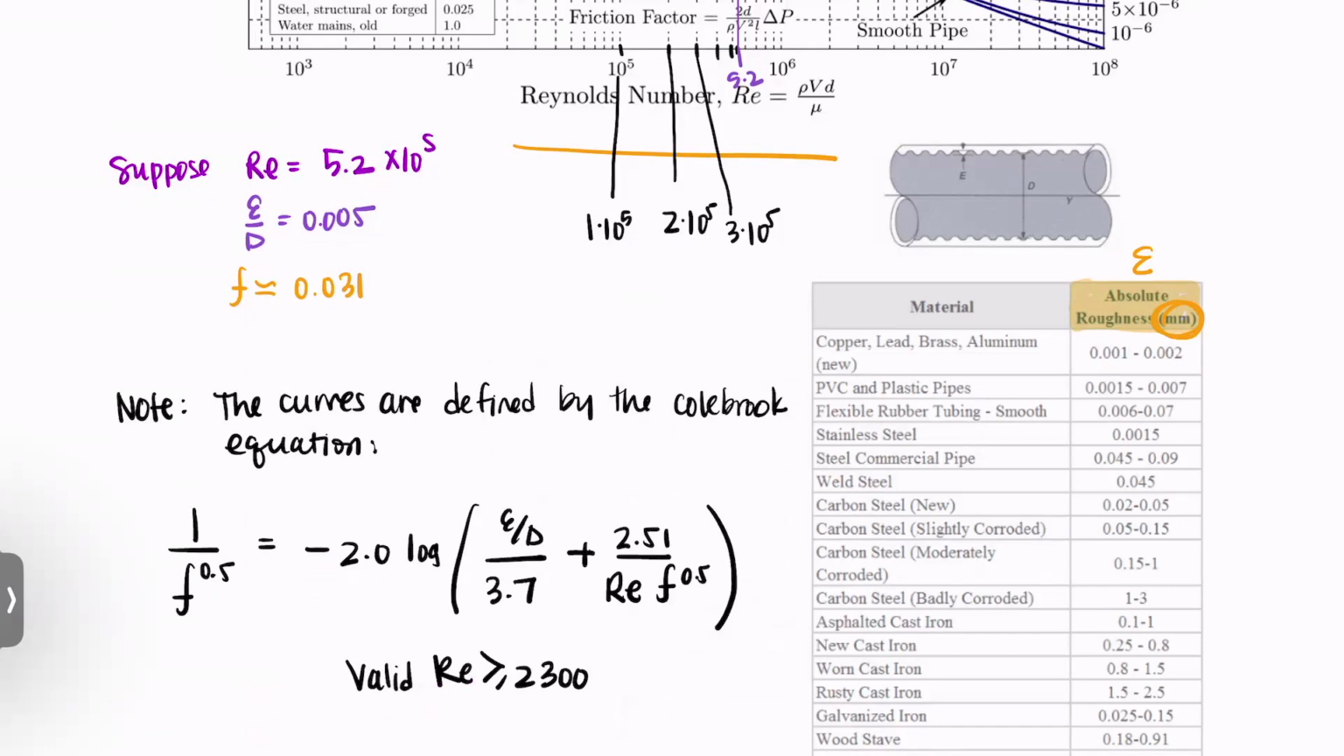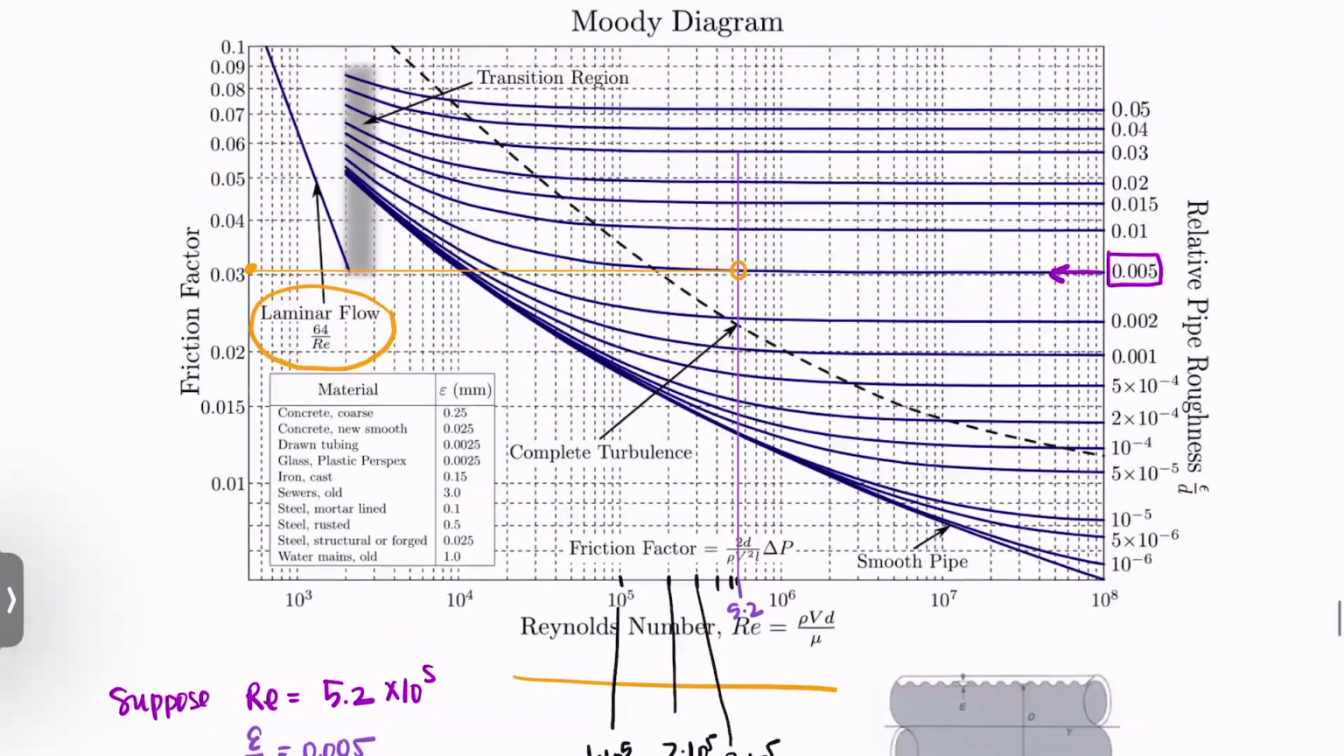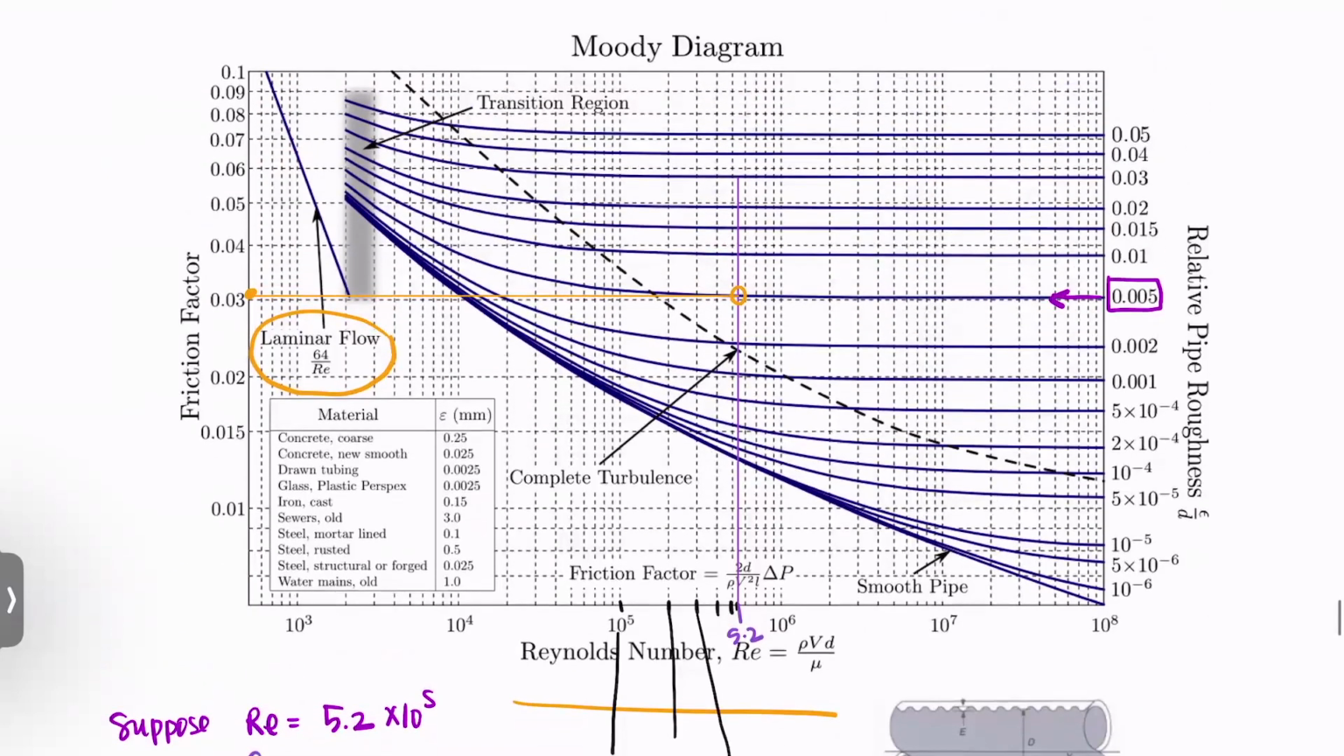Okay. The diagram, that was for the minor losses or the major, or just for both? This is for major losses. Oh. So this is to find your friction factor f.